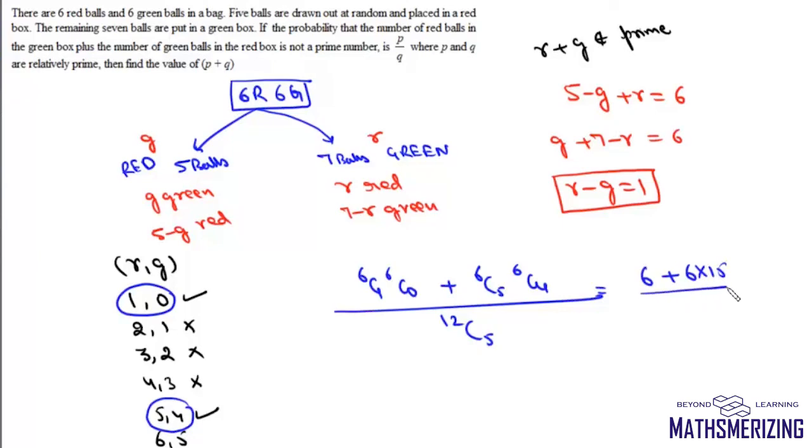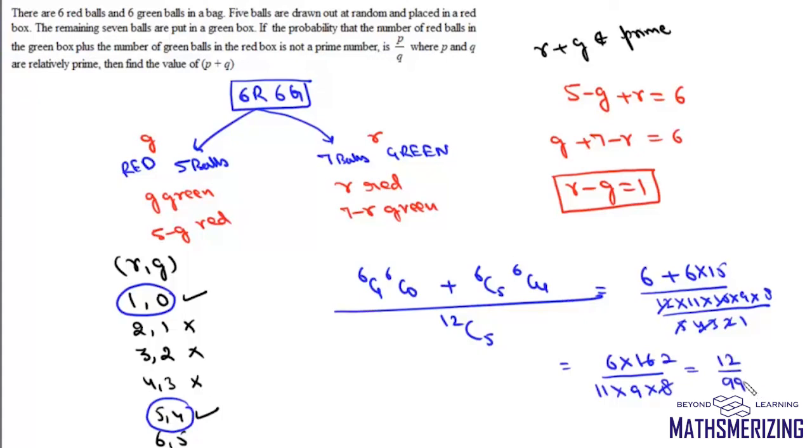So this probability will be 6 plus 6 into 15 upon 12, 11, 10, 9, 8 over 5, 4, 3, 2, 1. Now 4 into 3 is 12, 5 into 2 is 10. Now this value is 6 into 16 upon 11 into 9 into 8. Now this is 2. So it will be 12 upon 99, which is 4 by 33.